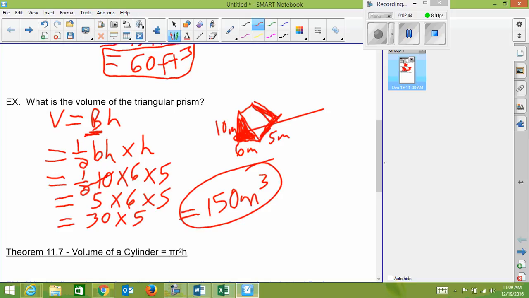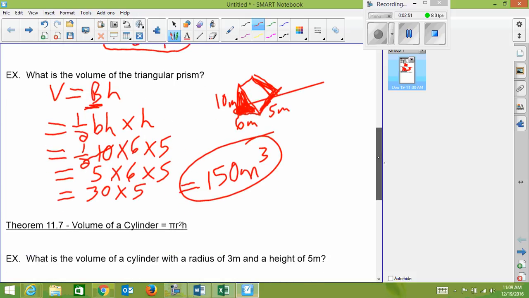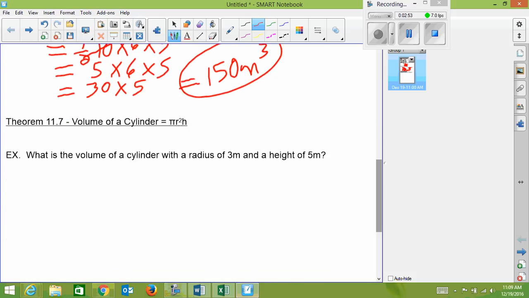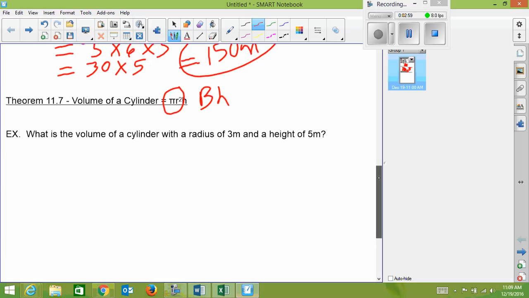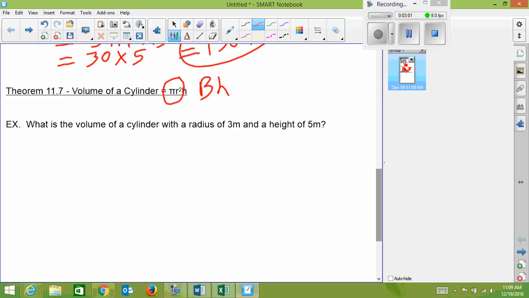And we have one other formula, which is theorem 11.7, the volume of a cylinder. It's just pi r squared h. Because pi r squared is the area of a circle, it really is just big B, little h again. But because a cylinder will always have a circle at the base, you can just put pi r squared h, because the big B will not change for a cylinder. So volume equals pi r squared h.